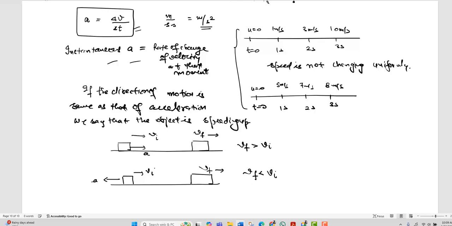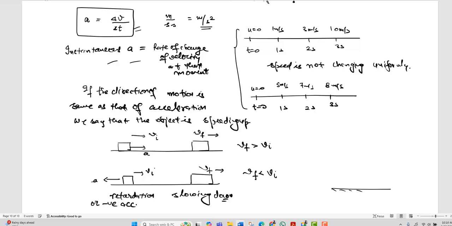This situation is called retardation, or you will say that it is slowing down. So deceleration, right? You can say de-acceleration, or negative acceleration. We can take this example.